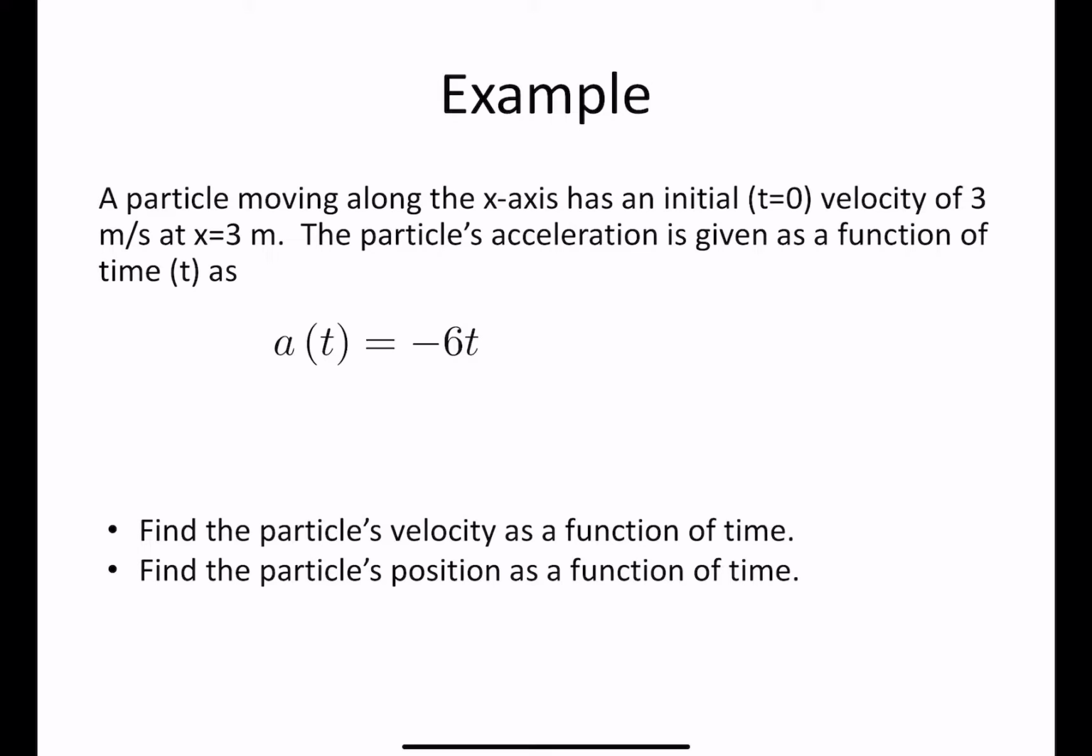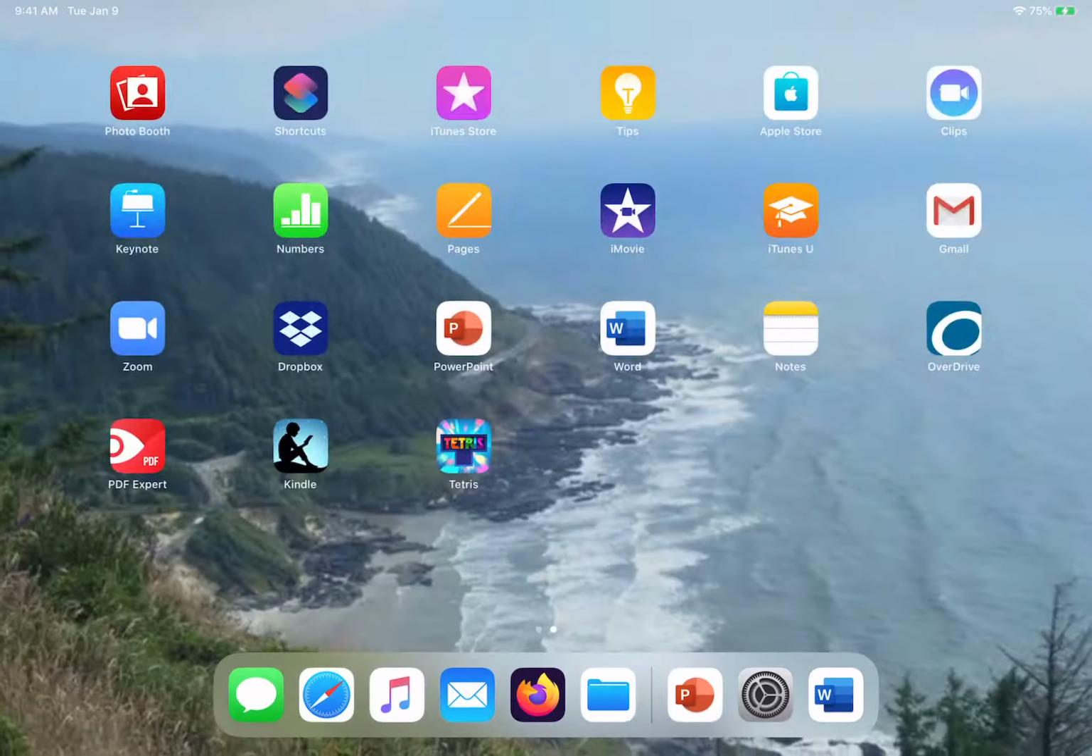Let's do a standard run-of-the-mill example. You're given an acceleration, which is a function of time: a is equal to minus 6t. And you are given the velocity of the particle and the position of the particle at some initial time t equals 0. From there you have to find the particle's velocity as a function of time and the particle's position as a function of time. So let's give this problem a try.